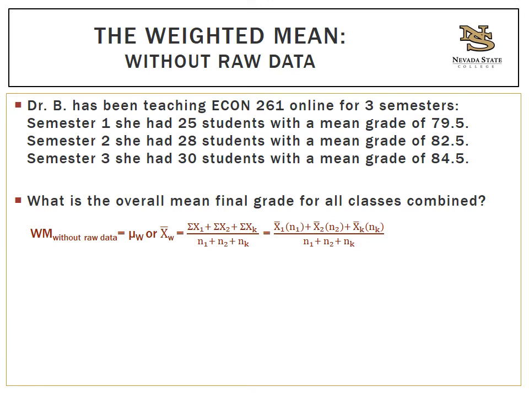I can't simply add these 3 values together and divide by 3 to get a mean, because that's not taking into account that I have a different number of students each semester. Now, if I had 30 students each semester, I could do that, but that's not the case, so we have to do the weighted mean.